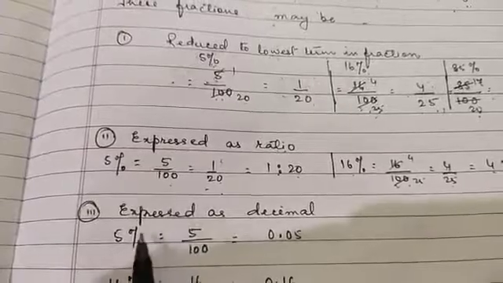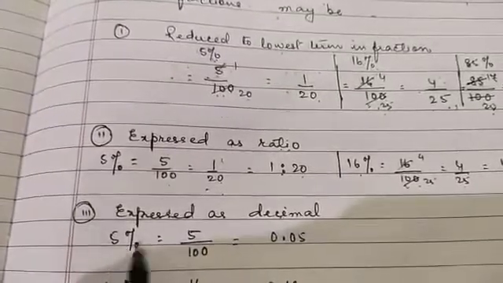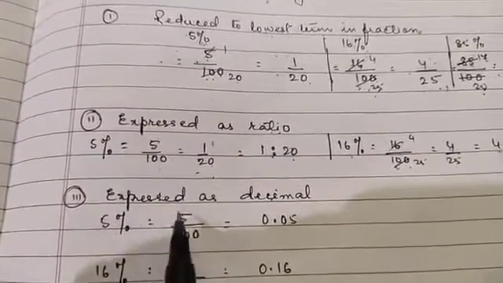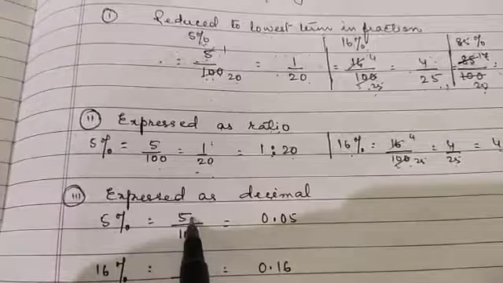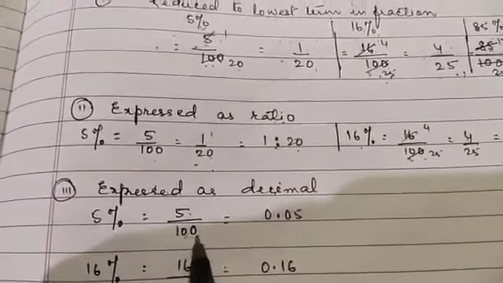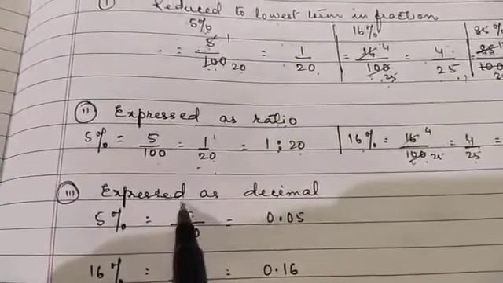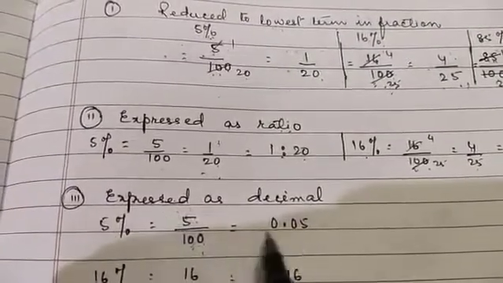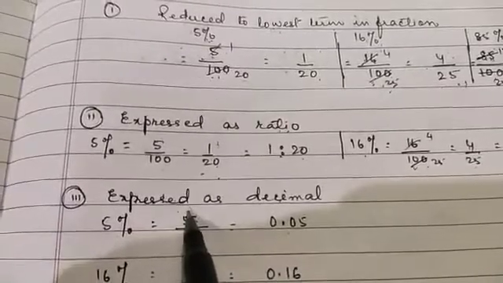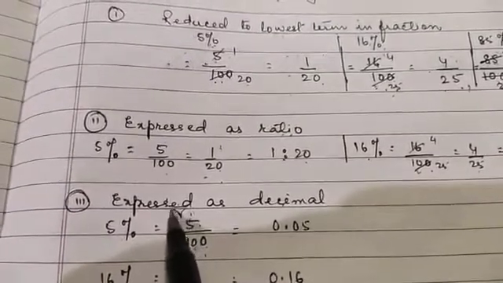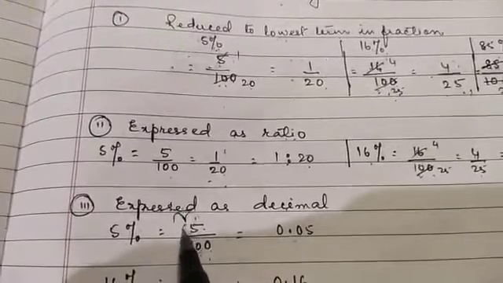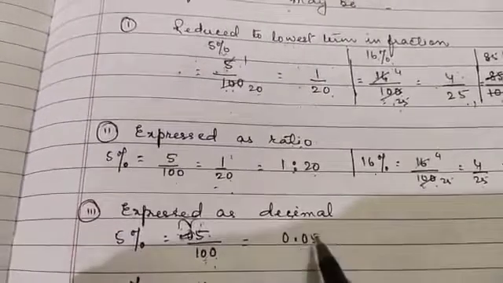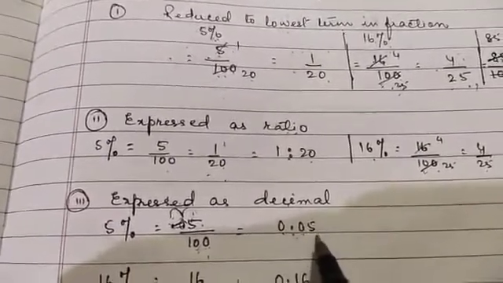To express this as a decimal, we will not bring down these fractions to the lowest term. We will simply leave it as 5 by 100. See, the denominator has 2 zeros, so we will move 2 places from the digit towards the left and give a decimal point. When I move 2 places, this is 1 and 2. So for this place, I have put a 0 and the decimal point should come up over here. Okay. So it is 0.05.